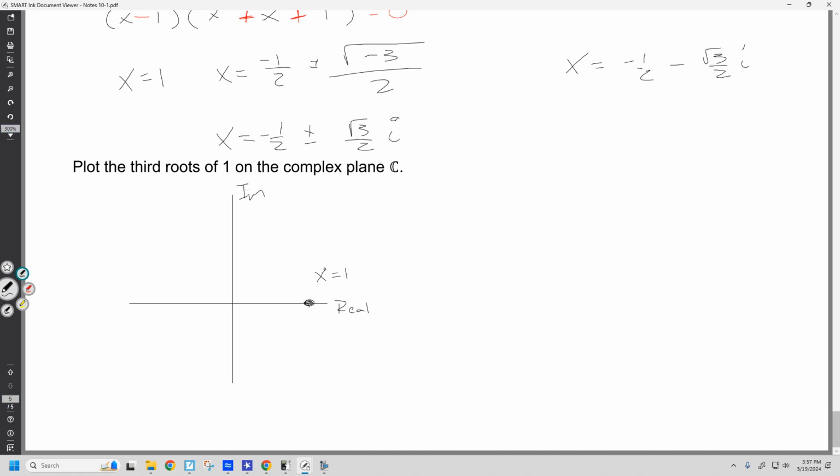Where does negative 1/2 plus root 3 over 2i exist? Well, I'm going to go to the left 1/2, and I'm going to go up root 3 over 2i. I went left 1/2, I went up root 3 over 2i. I could go left 1/2, I could go down root 3 over 2i, and I get my third solution graph.